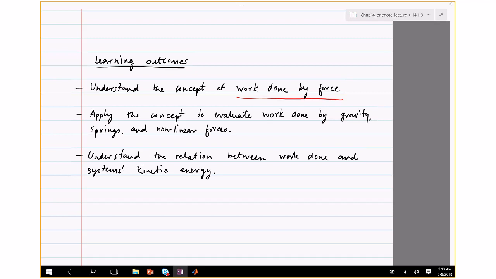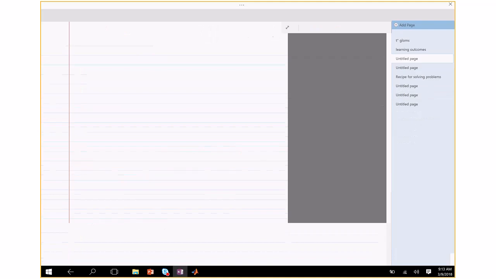You probably have seen this before in physics in 12th grade. Okay, so here is a brief overview of concepts before we get started with problems. So we want to define work done by a force.